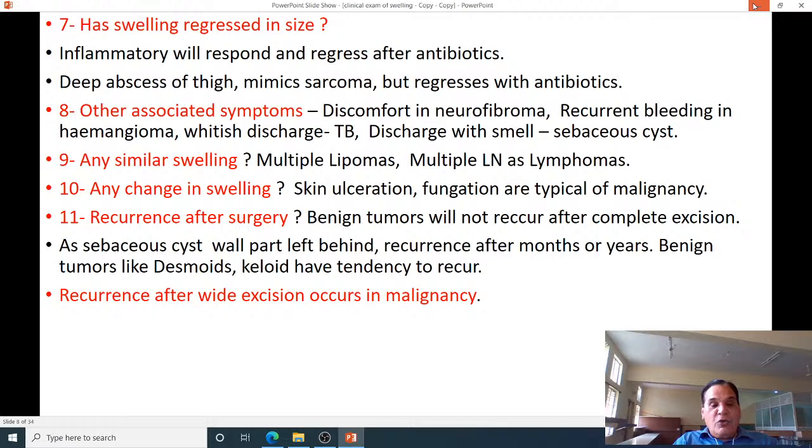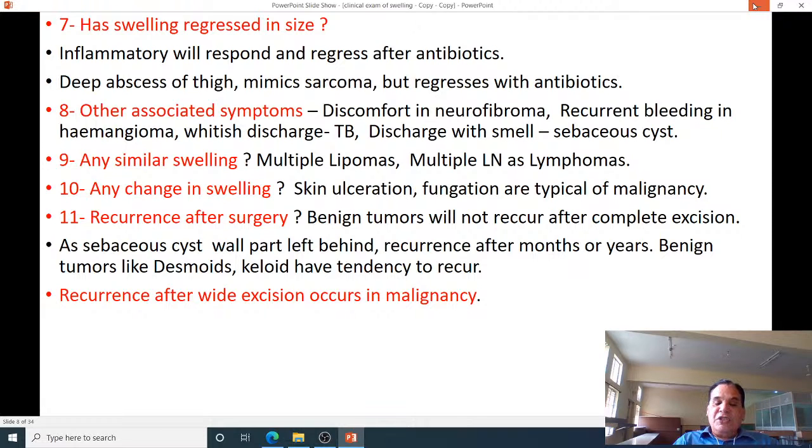Patient says, I was operated, and it has happened again after the operation. That means recurrence after surgery. Remember, benign tumors will not recur after complete excision. The word is complete excision. Because if you leave something behind, it will definitely recur.